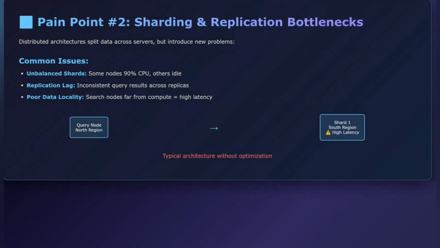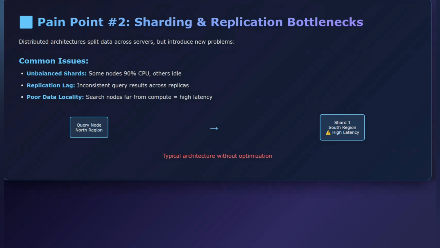Great, so you've optimized queries. Your latency is down, but now you're hitting a new wall. You've got too much data for a single server. Time to scale horizontally. You split your billion vectors across, say, 100 servers. Each server handles 10 million vectors. Now you've got sharding and replication bottlenecks. This is where distributed systems get messy.